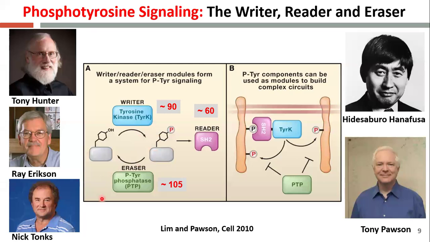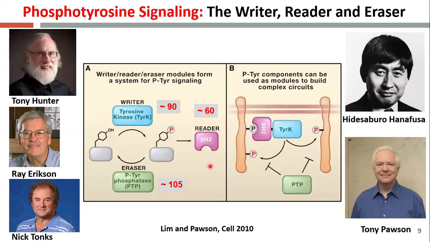My postdoc mentor, Nick Tonks, was the first to identify the reversing enzyme, called tyrosine phosphatase, which can remove the phosphate from phosphorylated tyrosine residues. It was discovered in 1987 and is called PTP1B. Since then, 105 tyrosine phosphatases have been identified.